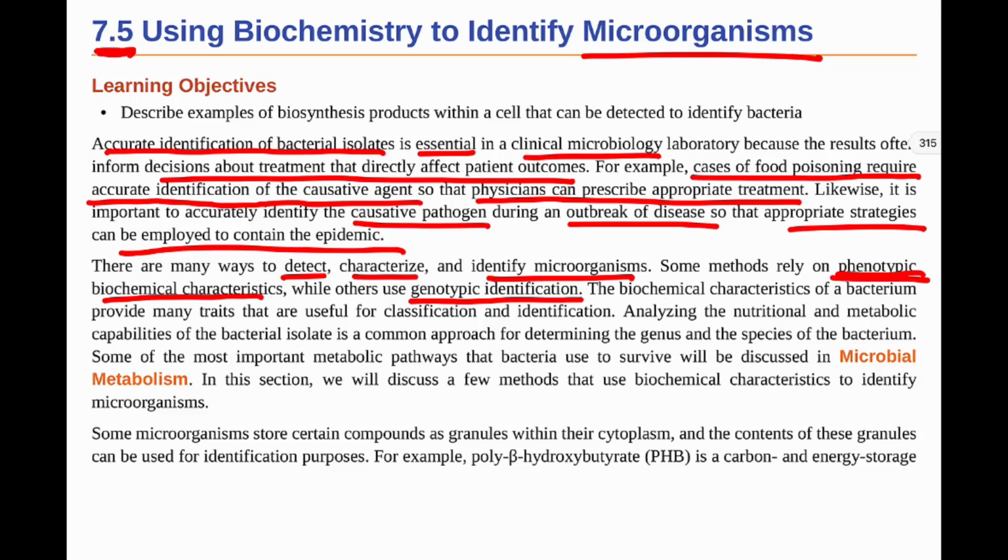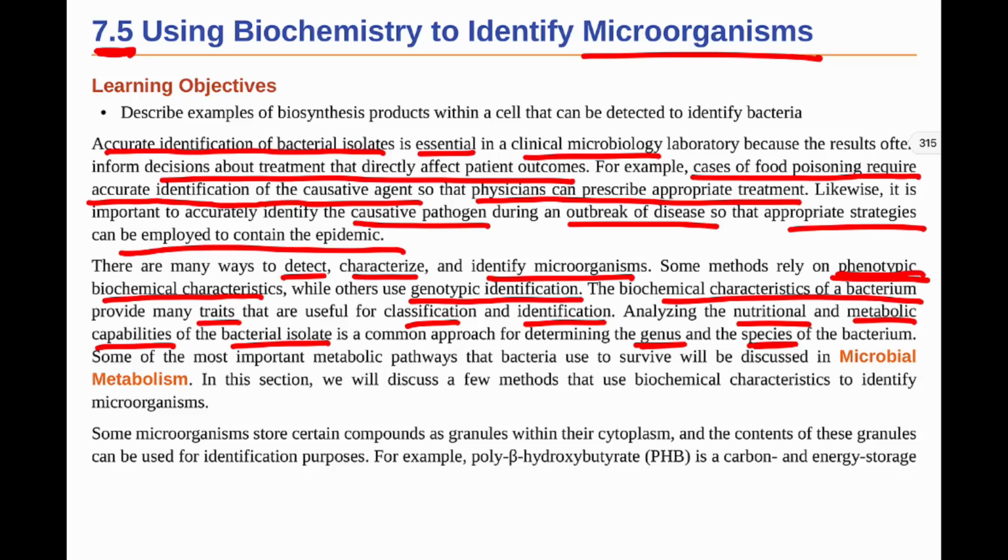So the biochemical characteristics of a bacterium provide many traits that are useful for classification and identification. So we can analyze the nutritional and metabolic capabilities of the bacterium, or the bacterial isolate, and that's common to determine the genus and the species of the bacterium.